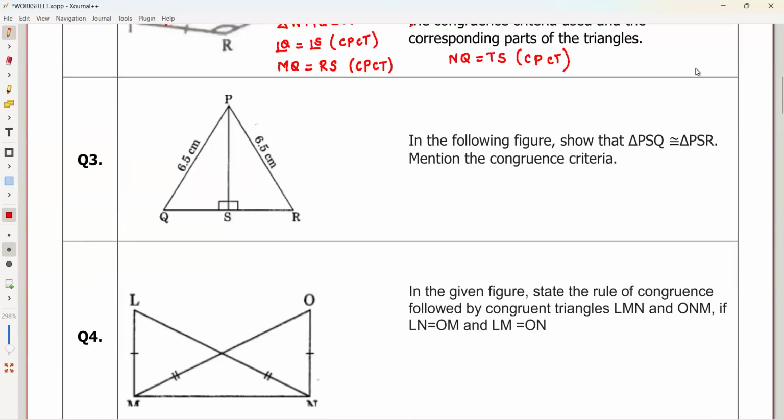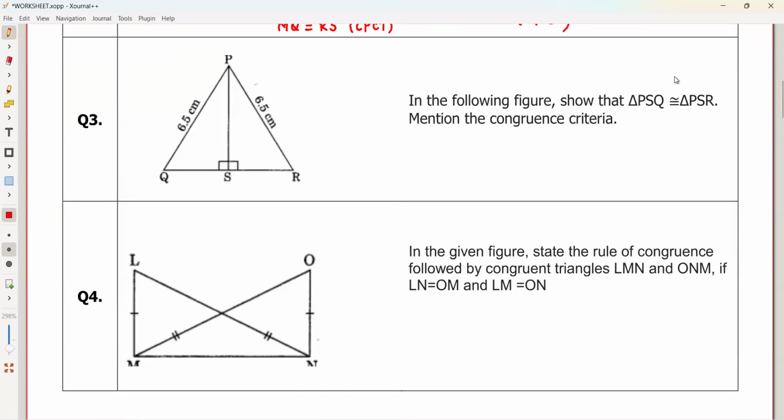Right. So the next one is for Ishita. In the following figure, show that triangle PSQ is congruent to triangle PSR. Mention the congruency criteria. We can see that from P to S there is an altitude and it's 90 degrees on both sides. And PR and PQ are both 6.5 centimeters.